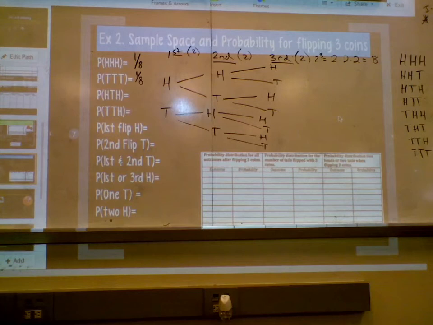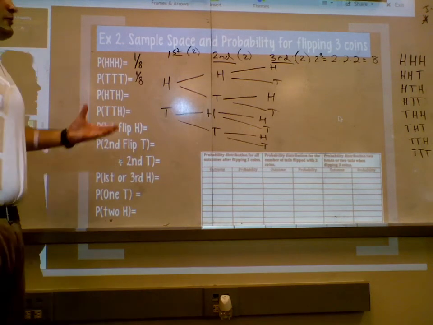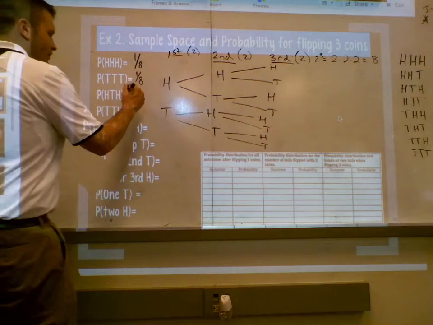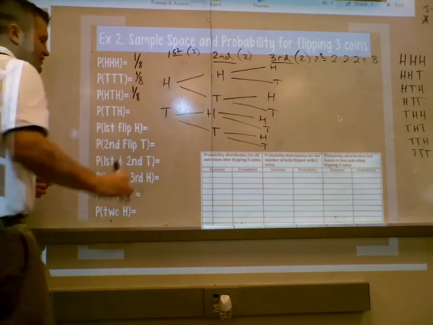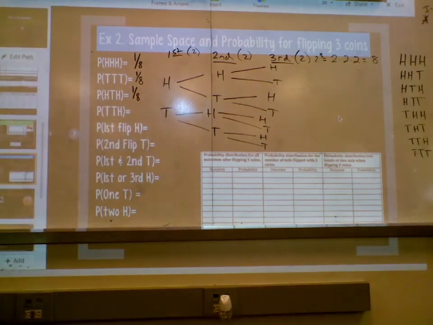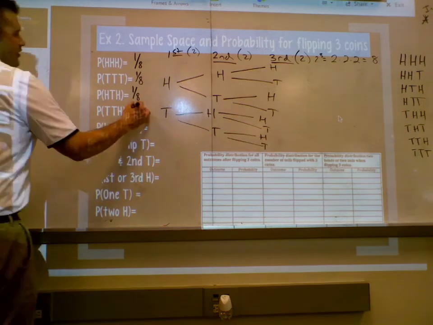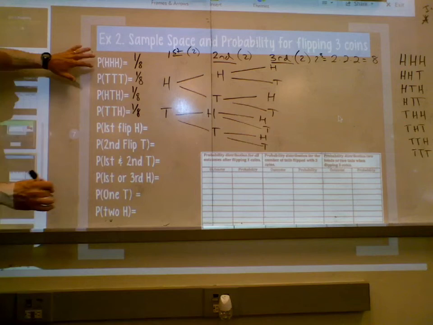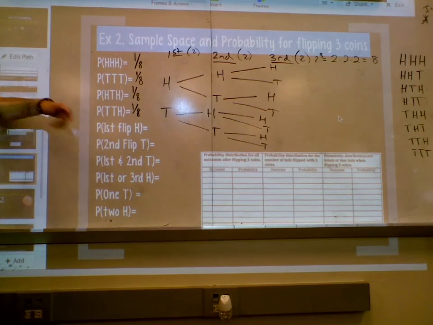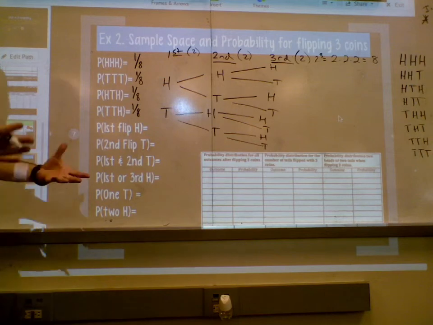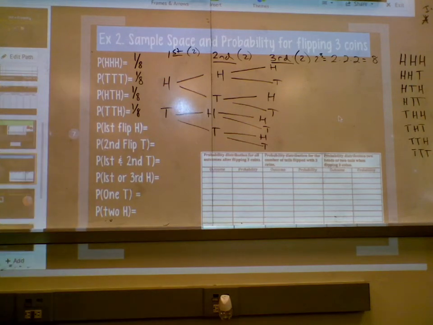Okay, probability of heads, tails, heads. Jessica. 1/8, because it only happens once, right? Yeah. Tails, heads, tails, heads. What do you think, Maddie? 1 out of 8, good. All these very specific outcomes only happen once. Does that make sense? So there probably is 1 out of 8. All right? Does that make sense?